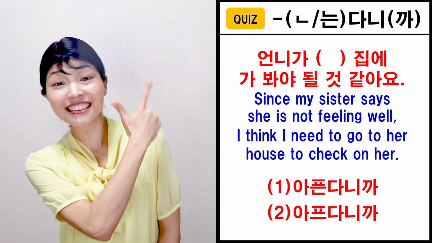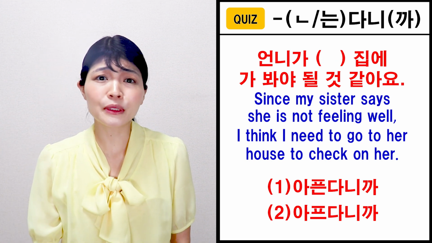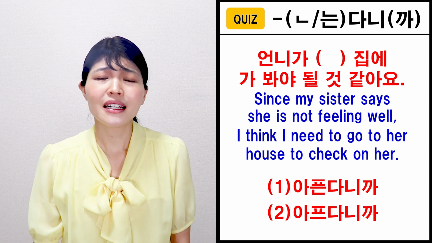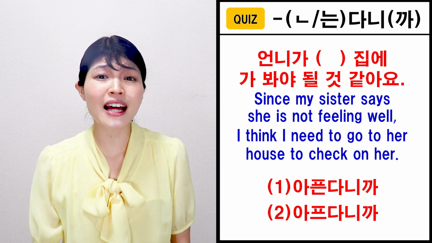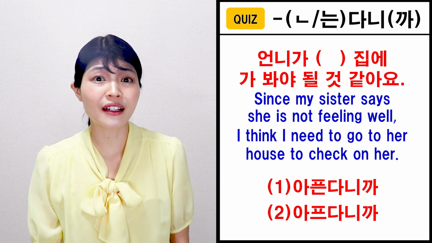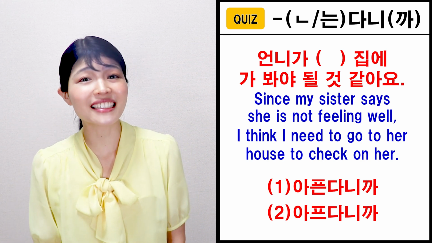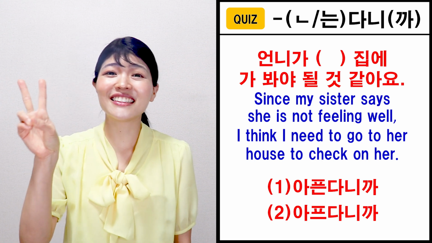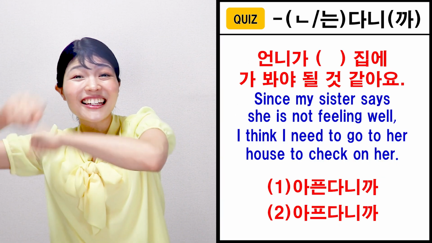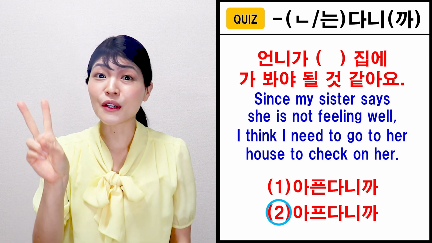Now, on to the next quiz. 언니가 아프다니까 집에 가봐야 될 것 같아요. Since my sister says she's not feeling well, I think I need to go to her house to check on her. Number 1, 아픈다니까. Number 2, 아프다니까. The correct answer is number 2.